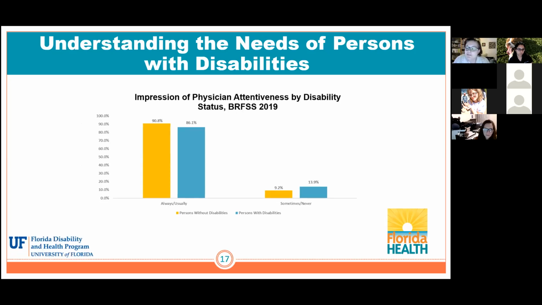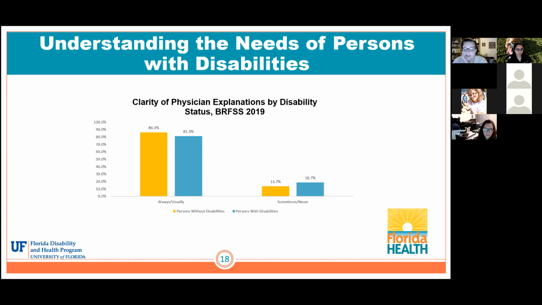Again, when we look at physician attentiveness, how carefully does the doctor listen to you? Again, we see overwhelming majority say it's great. But again, the devil is in the sometimes and never category, where people don't feel that their doctor listens to them. Again, what seems like a small absolute percentage difference actually comes out to about 41%. People with disabilities are 41% more likely to report being not listened to carefully.